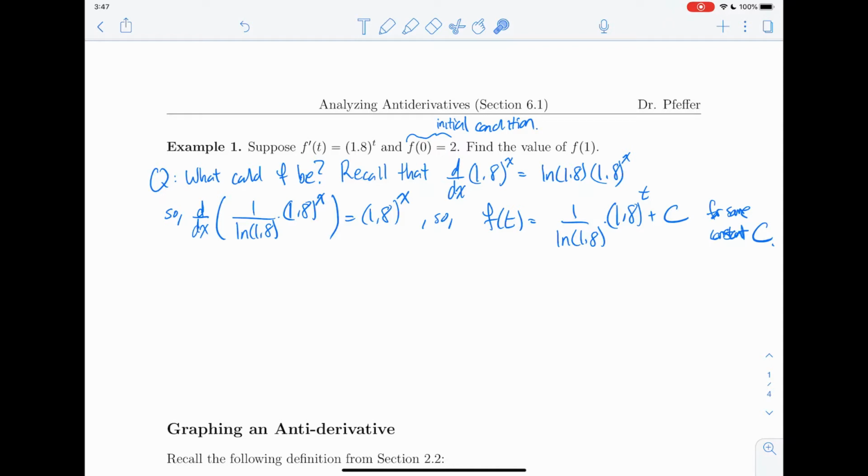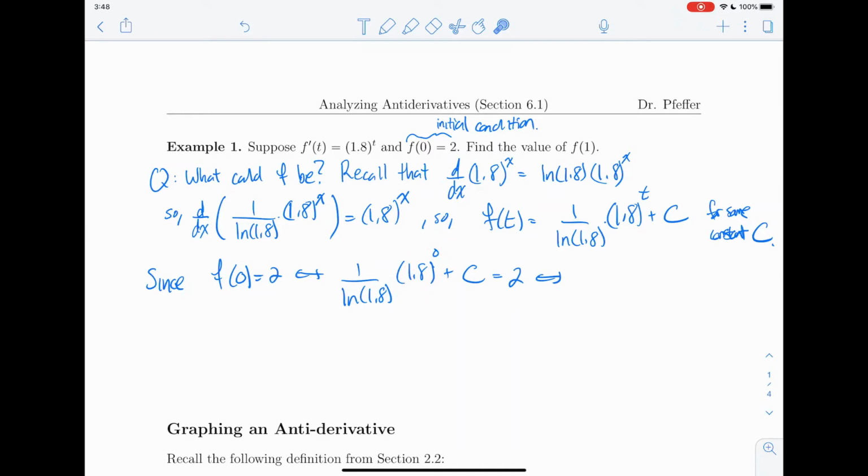Fortunately, the answer to this is yes, as it comes in the form of an initial condition. So, what we'll say here is that since f of 0 is equal to 2, this is equivalent to, well, this is my proposed f. So I'm going to plug in 0 there. I'm going to get 1 over the natural log of 1.8 times 1.8 to the 0 plus magic c is going to be equal to 2. But of course, anything to the 0th power is a 1.